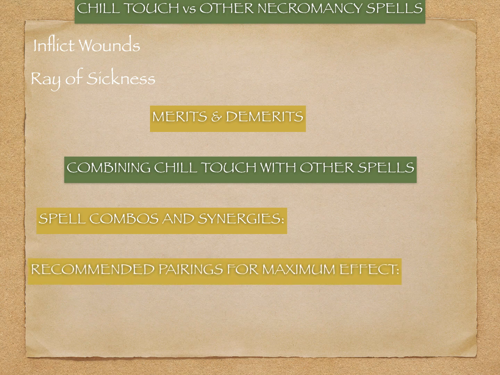Recommended pairings for maximum effect. Use Chill Touch alongside Hex to increase damage or Ray of Enfeeblement to further debilitate your foe. This creates a potent combination of damage and debilitation.